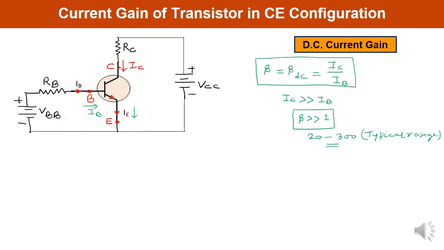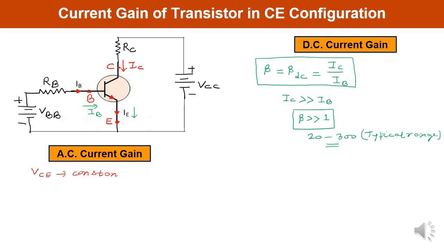So moving ahead, let us discuss the AC current gain in common emitter configuration. See, what is the AC current gain in common emitter configuration? This is the ratio of change in collector current, which is delta IC, to the change in base current, which is delta IB, by keeping the collector to emitter voltage VCE constant. It means here VCE must be constant.